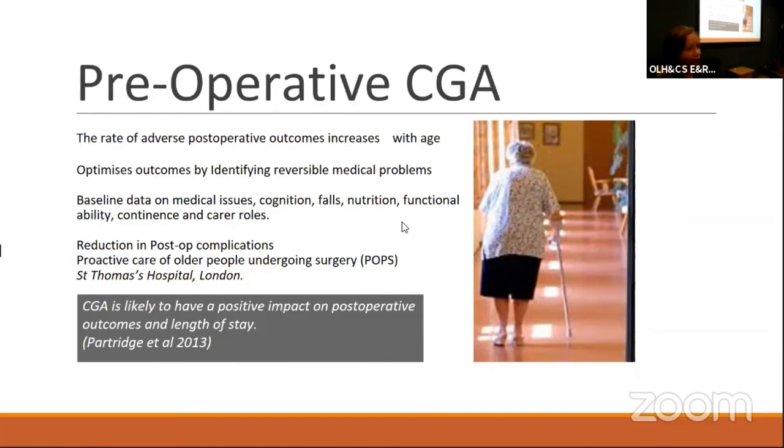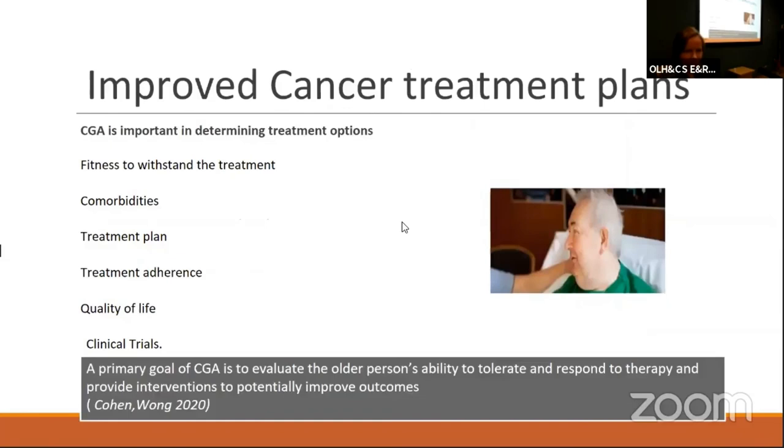Moving into oncology then. With cancer, half of the new cancer diagnoses are in the over 65-year-old population. So age alone does not tell us the person's ability or fitness to withstand chemotherapy or any aggressive therapies. By doing a CGA, we can actually identify the fit older person. They may be absolutely well placed to withstand cancer treatments, even be included in clinical trials where maybe in the past an age may have been a cutoff point.